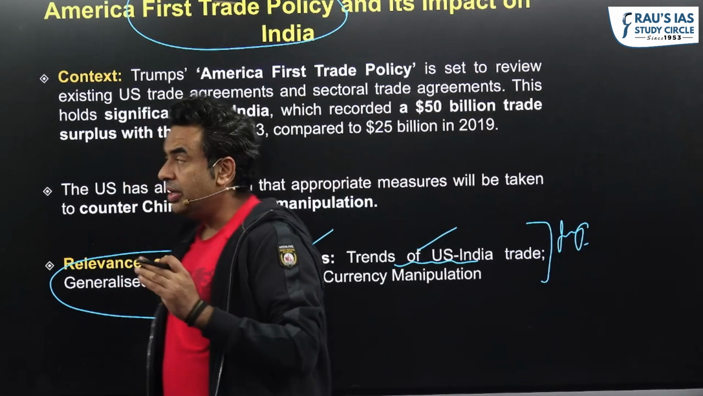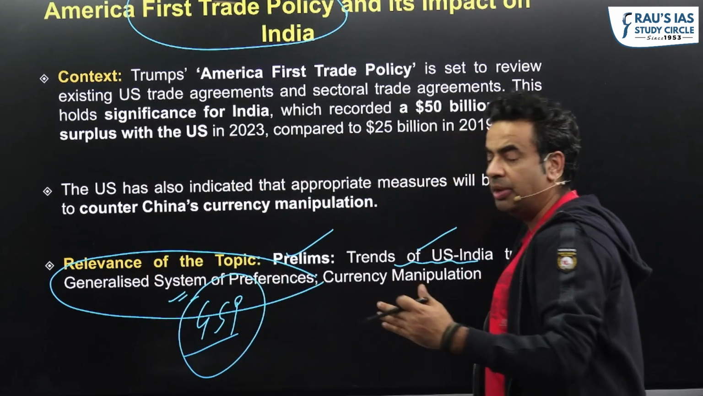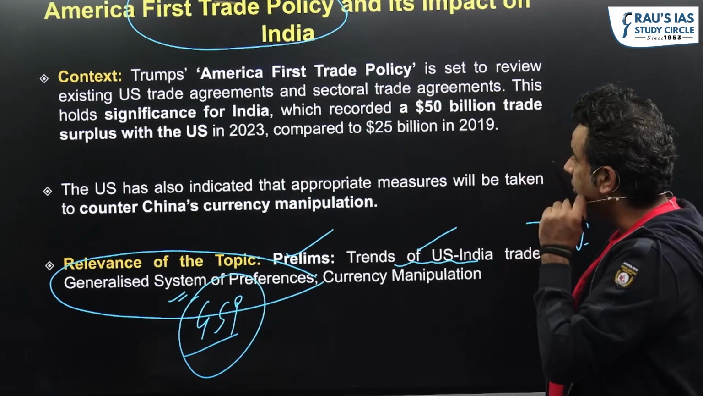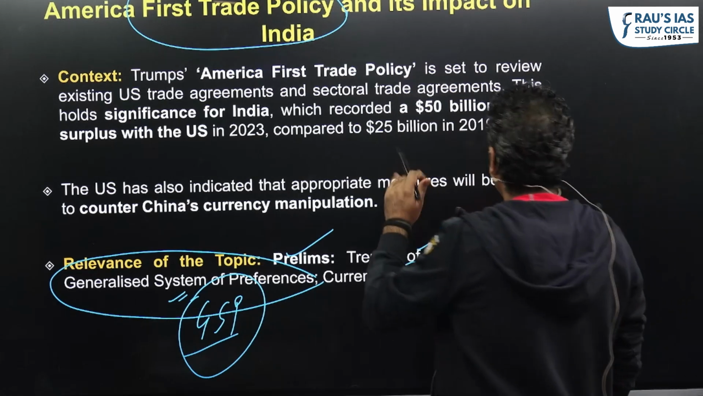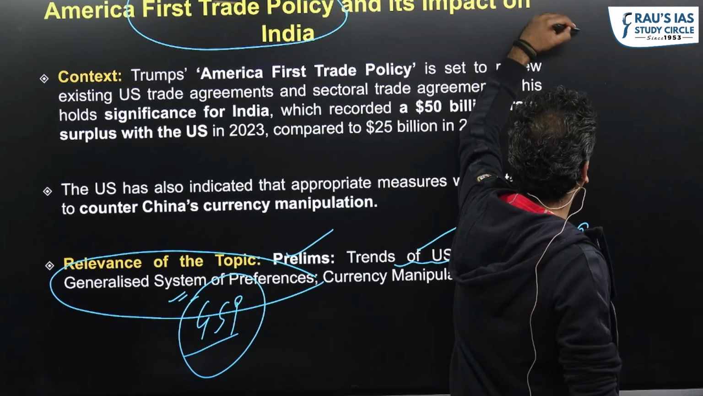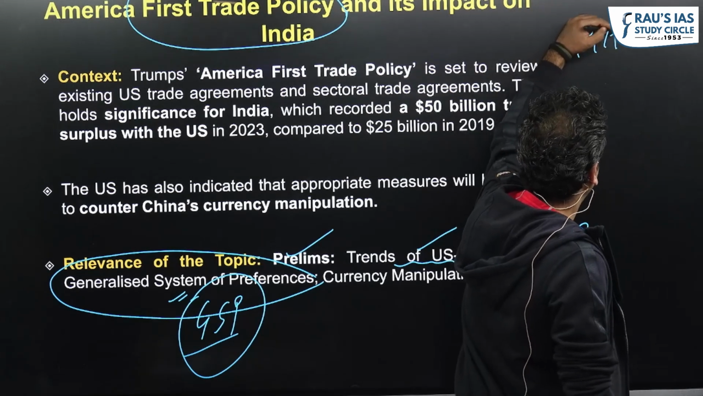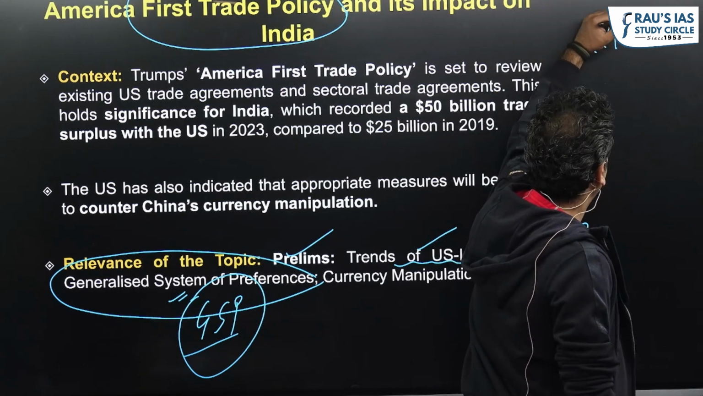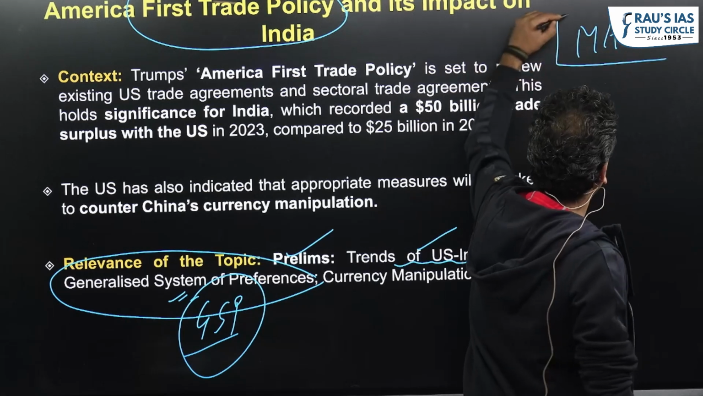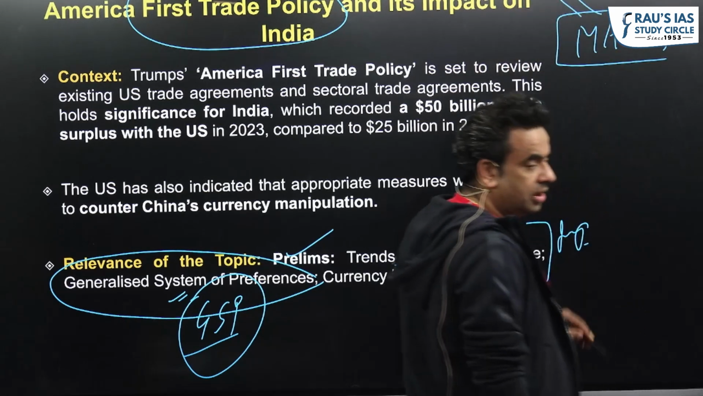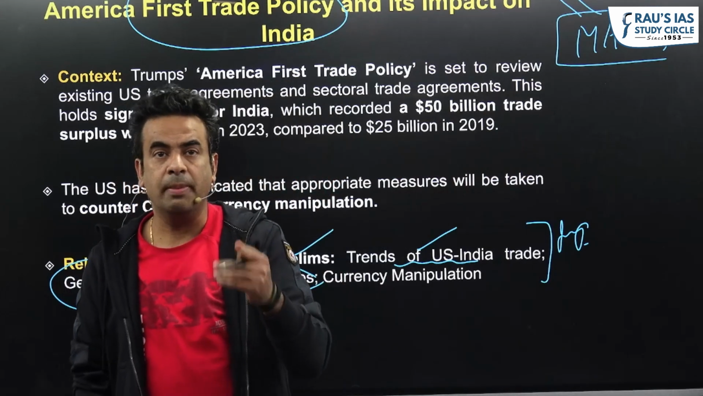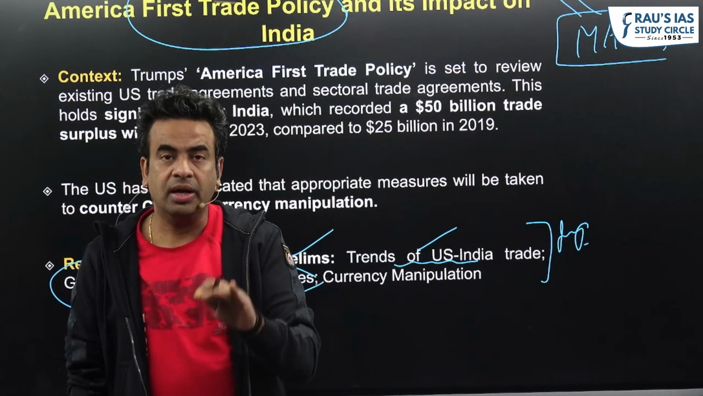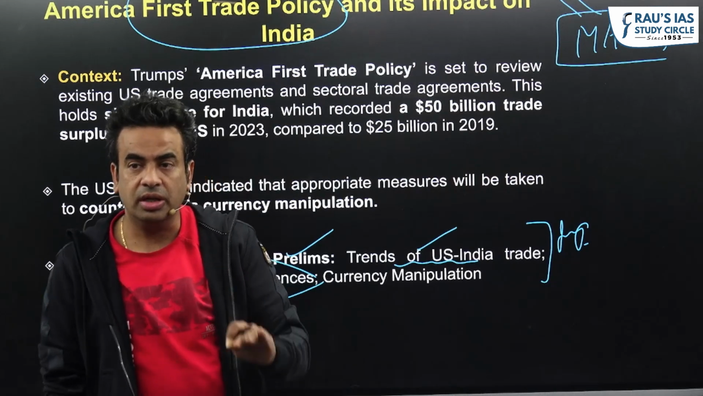So when Trump is saying, I'm going to pursue America first, that means first preference, first interest needs to be served of America. In that, like in the last topic, if the word STEM is important, in this context you need to remember the meaning of this word MAGA. This word MAGA is also a lot in the news.